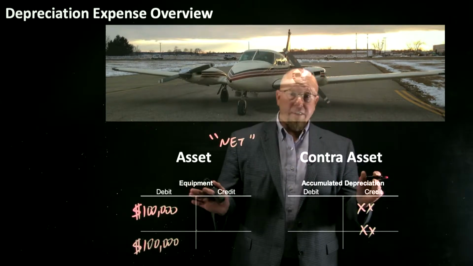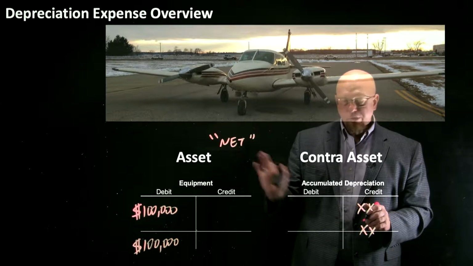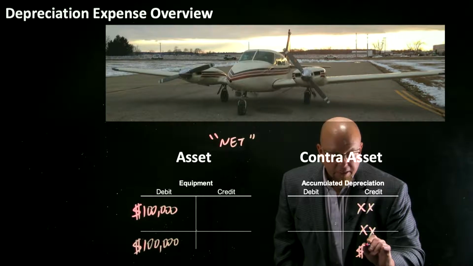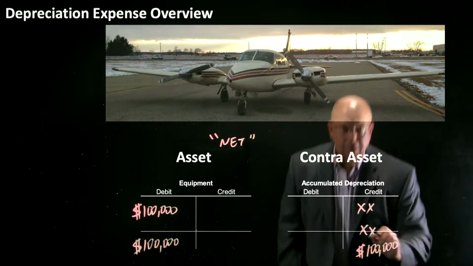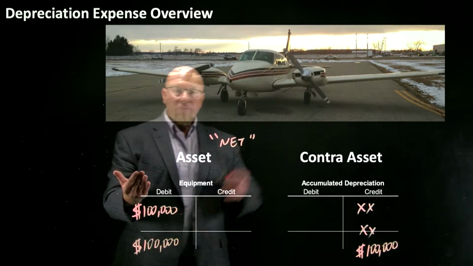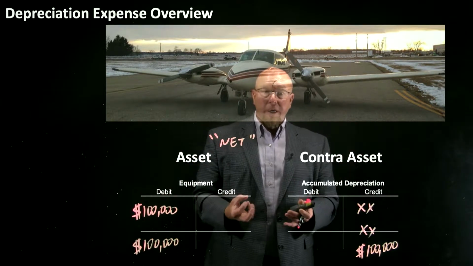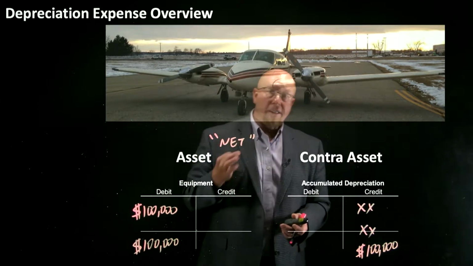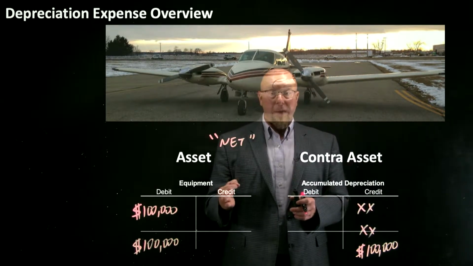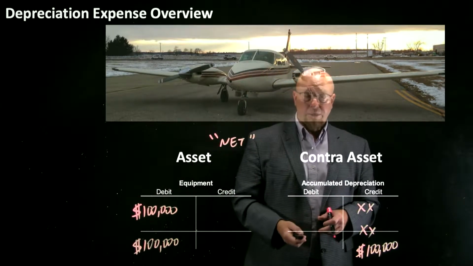Now, at the end of this airplane's useful life, assuming that we don't assign a residual value to it, which is a discussion for a future time, the accumulated depreciation account will have a credit balance of $100,000. So we have an asset account and a contra asset account, and after 5 years, this airplane, even if it is still in our possession, even if we're still using it for our business, will have a net book value on the balance sheet of $0 because the asset minus the contra asset will equal $0.